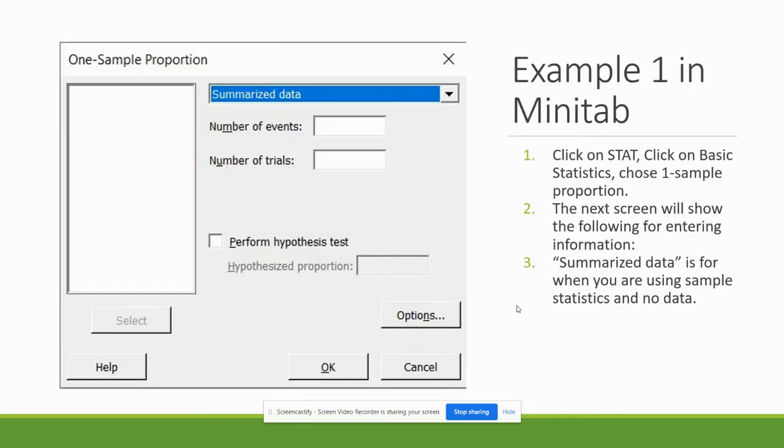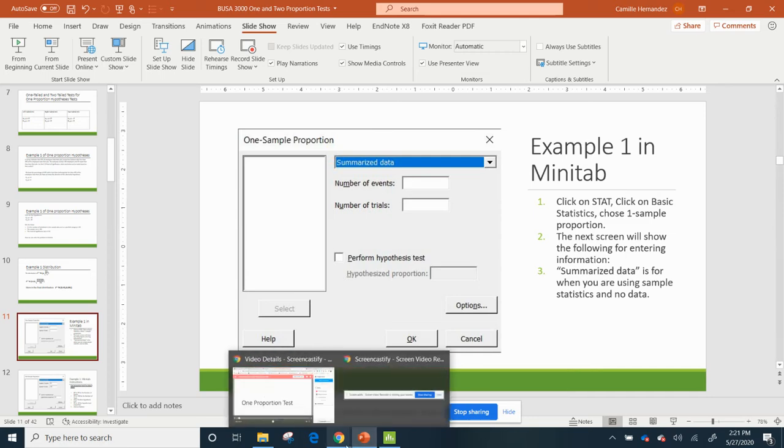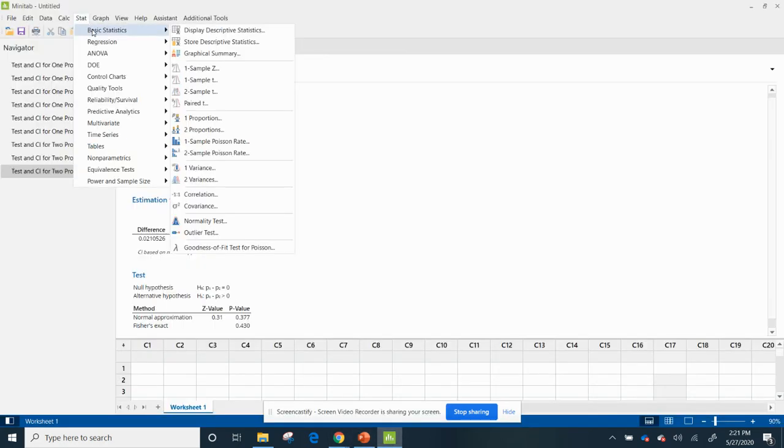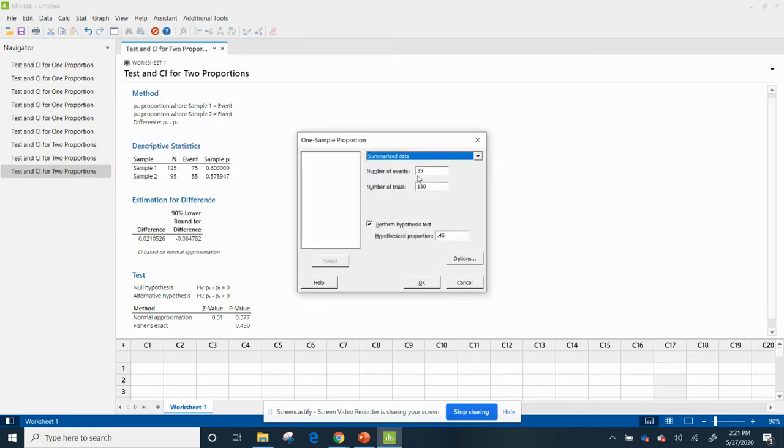Okay. All right, so we're going to do this in Minitab. Going to go to Minitab. I'm going to go Stats, Basic Statistics, One Proportion test. So I'm going to pick summarized data. And we talked about this before in the first video, where I can have raw data or summarized. For this class, I'm going to give you summarized. It's just going to make it easier.